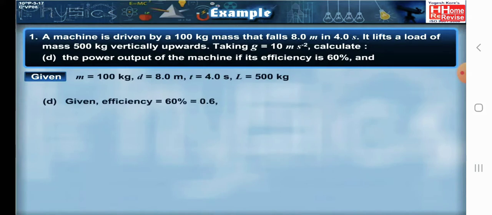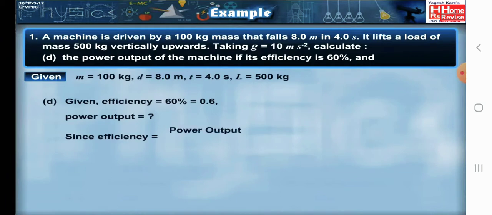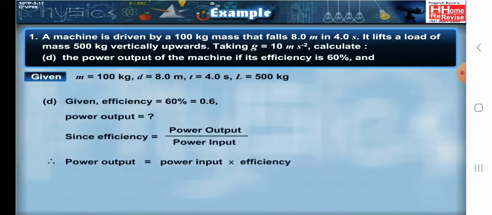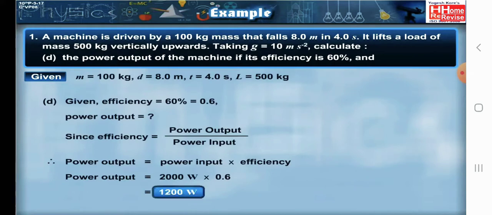D. Given efficiency is equal to 60%, or we can say it is equal to 0.6. What is the power output? Since efficiency is equal to power output upon power input, therefore power output is equal to power input into efficiency. Let's substitute the values. Power output is equal to 2000 watt into 0.6, which equals 1200 watt.